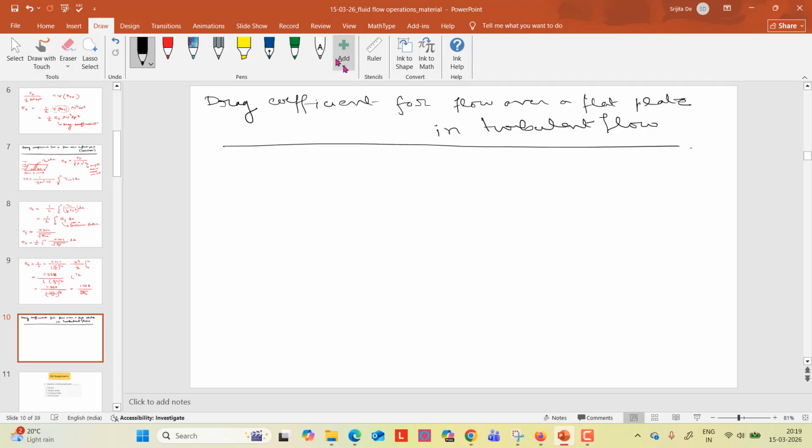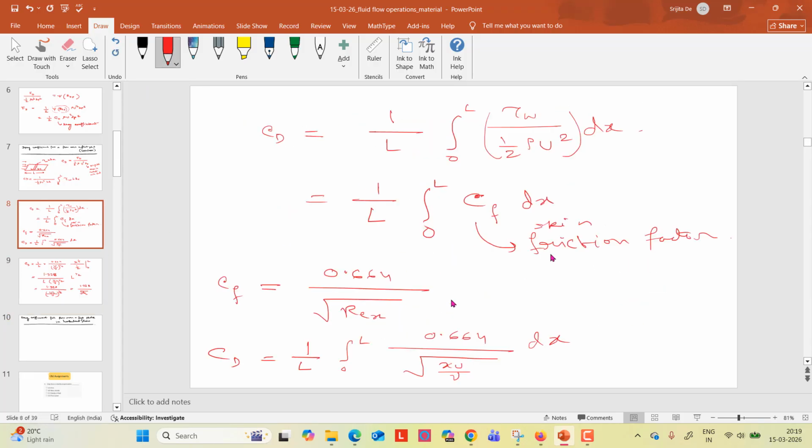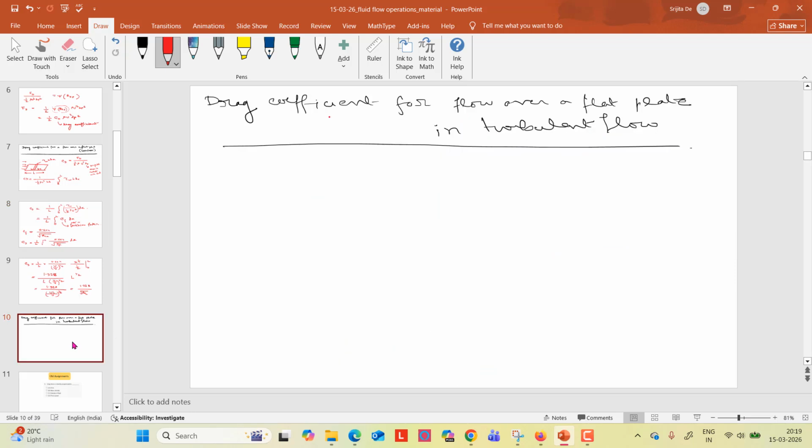So what is coming? We'll do the previous derivation similarly. Both the steps will be the same. Here in this case, CF will be changed for turbulent flow. For the turbulent region, the skin friction factor is 0.0594 divided by Rex to the power 1 by 5, right?